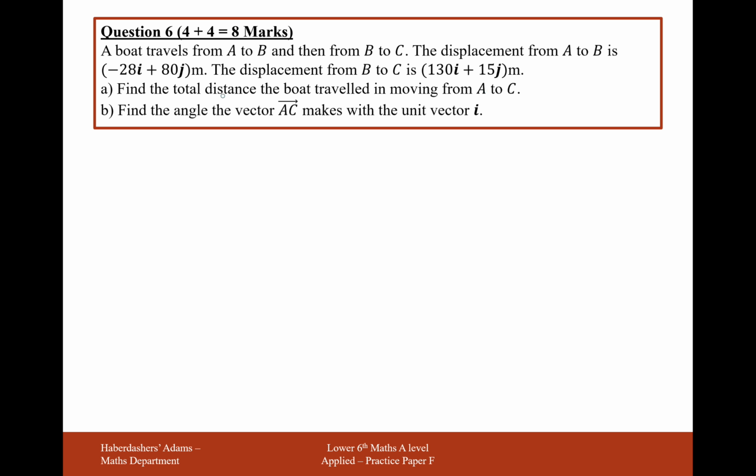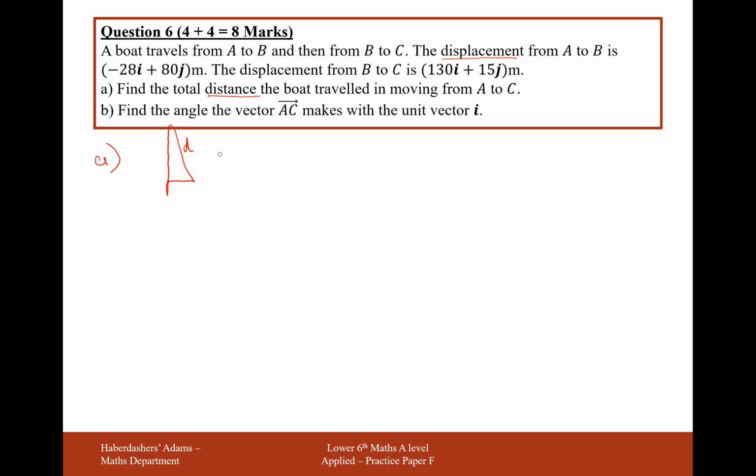Now the key word here is not displacement, it's used in this question, but distance. Distance is the magnitude of its displacement. If we think about it in terms of minus 28i plus 80j, it's effectively gone left by 28 and up by 80. So we're effectively looking for this distance here, not the total left movement and then up movement. You can see here what this forms, and that's a right-angled triangle.